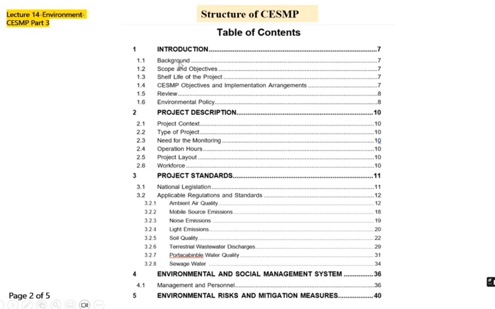Here we will brief what the background is, meaning the background of the project. For example, the project is a landfill, or the project is any construction site. So we will brief here that the project is of such nature.